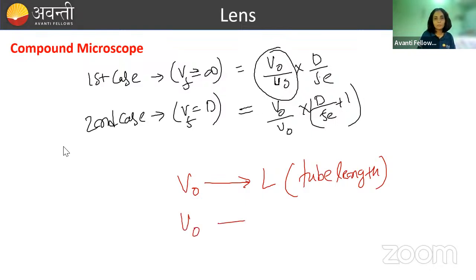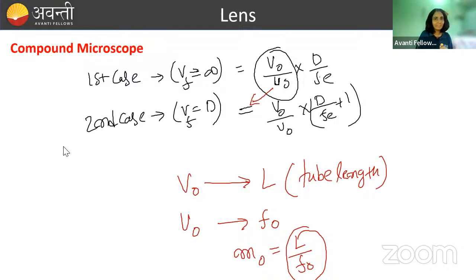And U naught I approximated to F naught. Why I did this, you already know. Okay. So M naught, that is M1, can be written as L by F naught. Remember, according to the question, we can write. If in the question L is given, F naught is given, and nothing is given about U naught. If U naught is given, we can calculate V naught by using the lens formula. But if it is not given, these things are given, it means we have to go for the approximation, and we will go with it. Okay. So that is all we have to do.